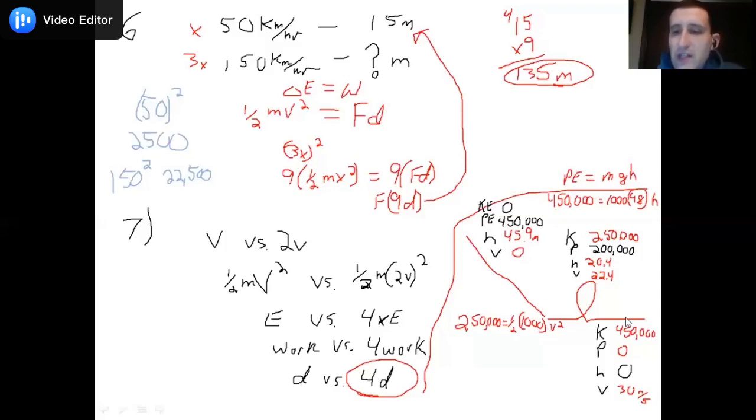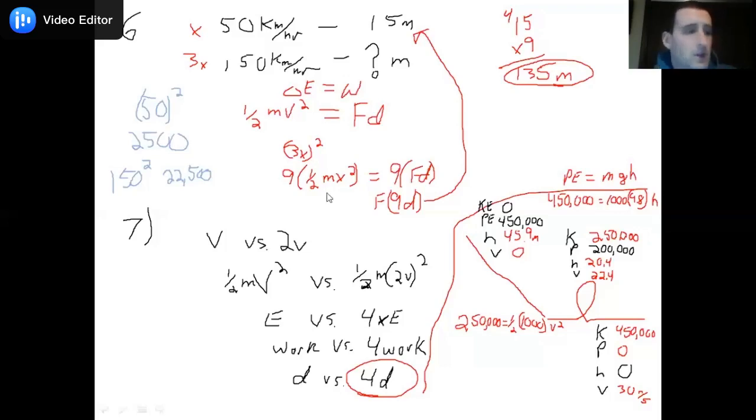And then finally, at the end, of course, your height is 0. So you know your potential is 0. So all the energy is kinetic. And then you just use your kinetic equation with the 1,000 mass, and this time with 450,000 in for your energy, and you solve. This one is written for the middle one, which would give you 22.4 meters per second. This one will give you 30 meters per second. So that's that one, and that takes us through the end of the second page.